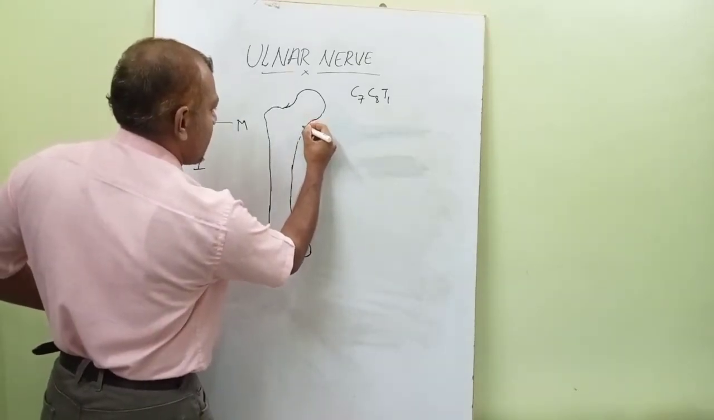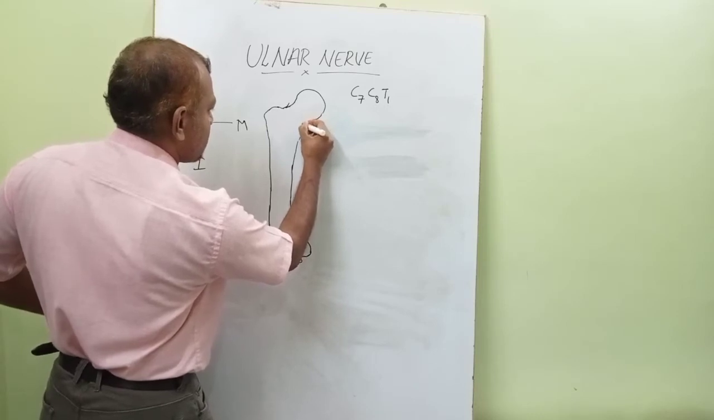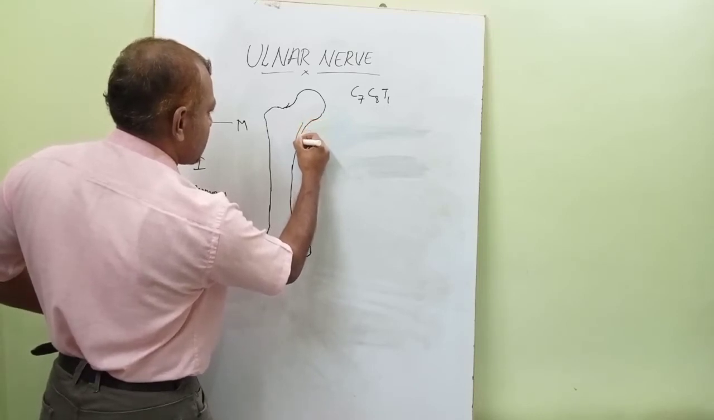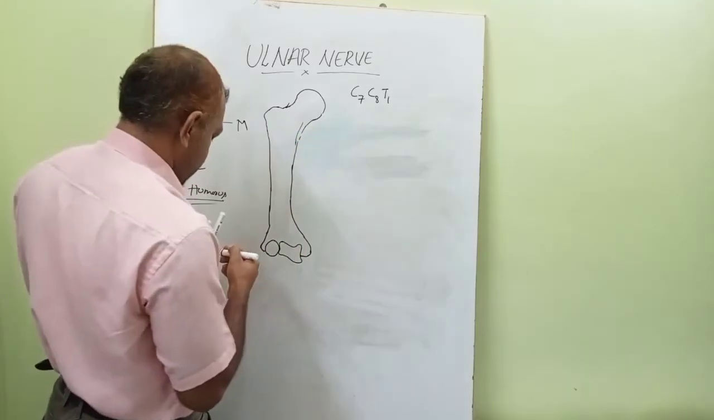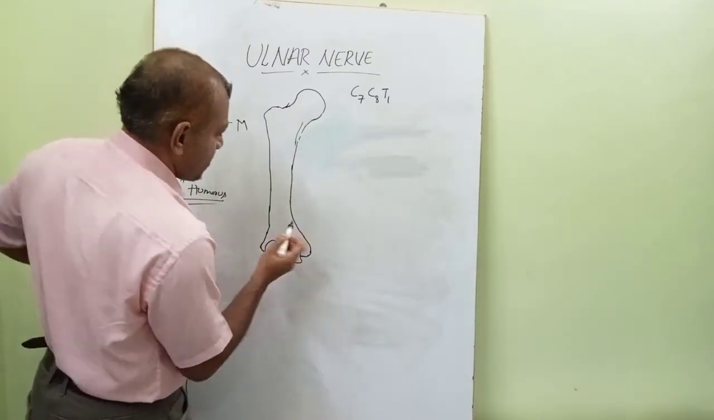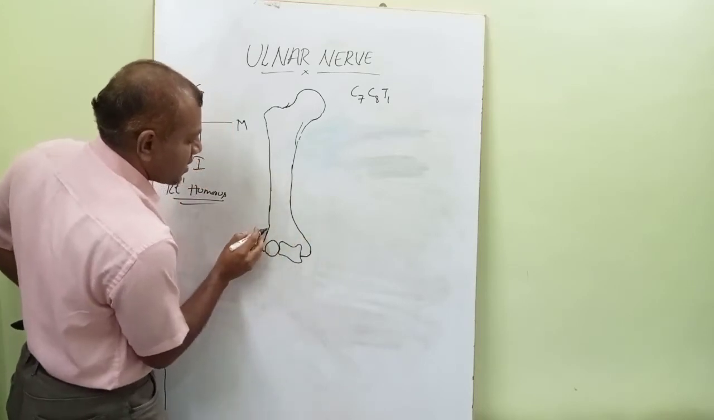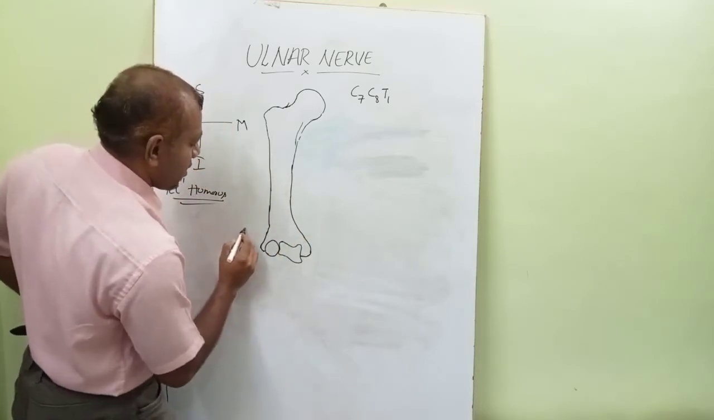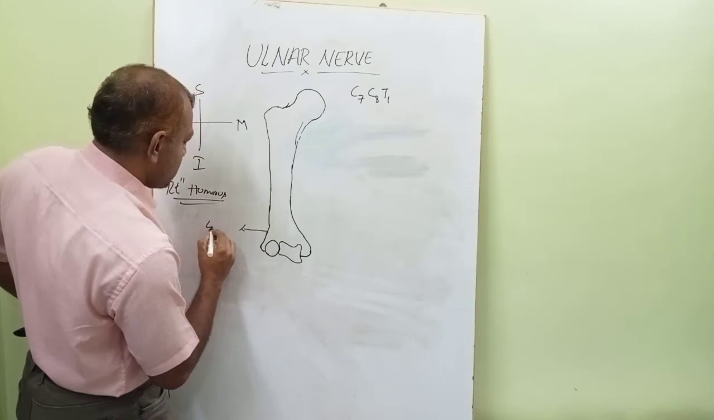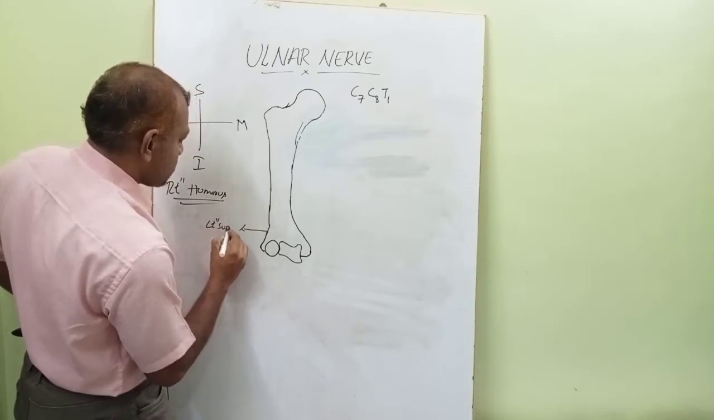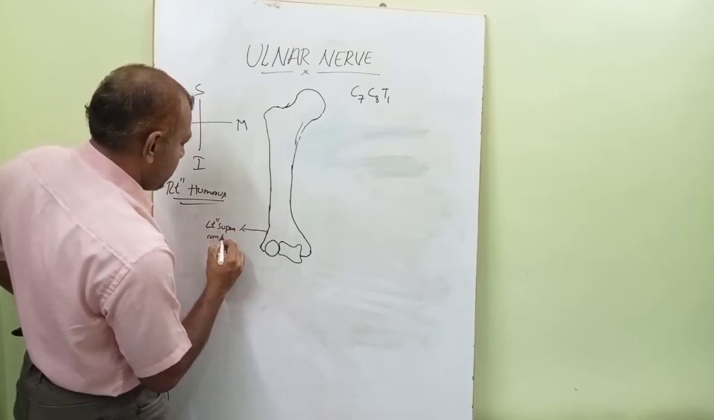So we have already seen the ulnar nerve, most medially, extending down. And here you can identify this ridge, which is the medial supracondylar ridge, and this is the lateral supracondylar ridge. Let me show you that. So this is the lateral supracondylar ridge.